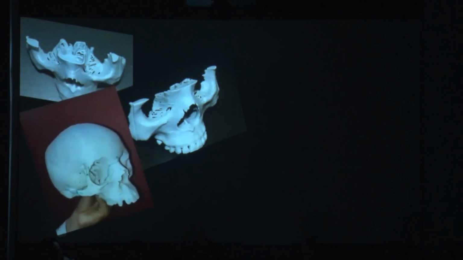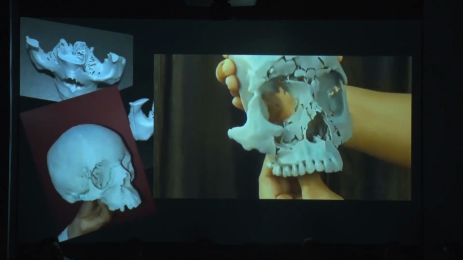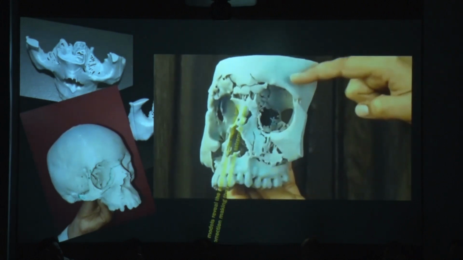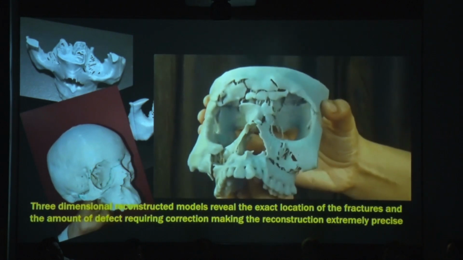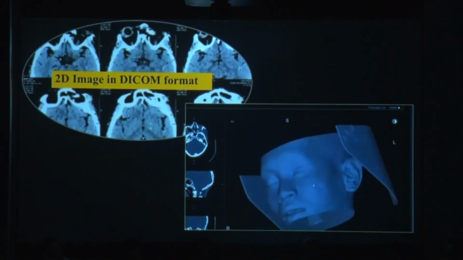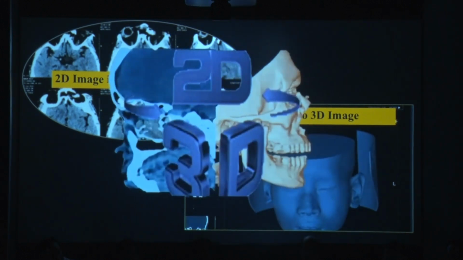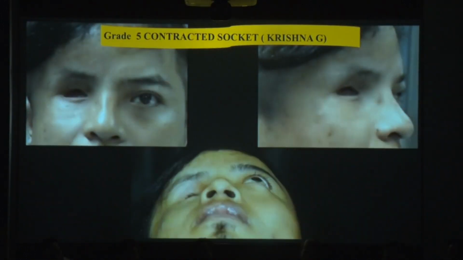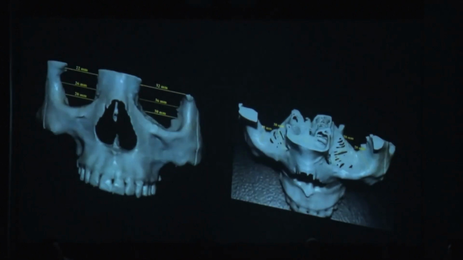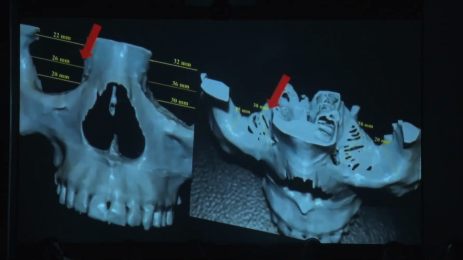These three-dimensional reconstructed models reveal the exact location of the fractures and the amount of defect requiring correction, making the reconstruction extremely precise. It converts a 2D DICOM image into a 3D real-time image. This is an example of a grade 5 contracted socket whose preoperative three-dimensional reconstruction was done. This enabled us to compare the two orbits and measure the difference in orbital dimensions as well as volume.